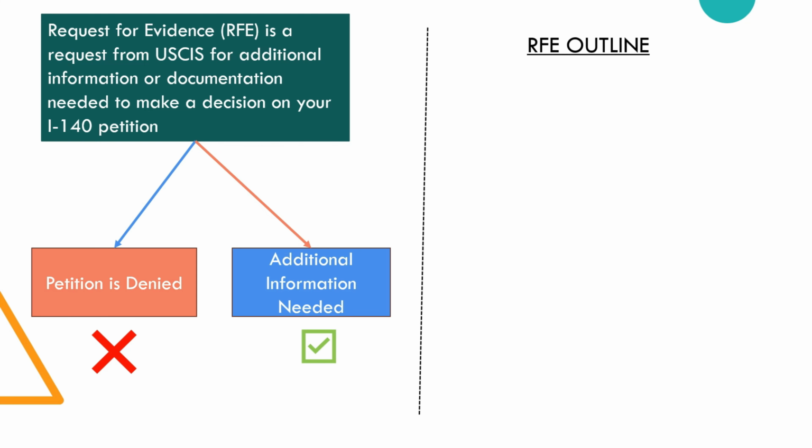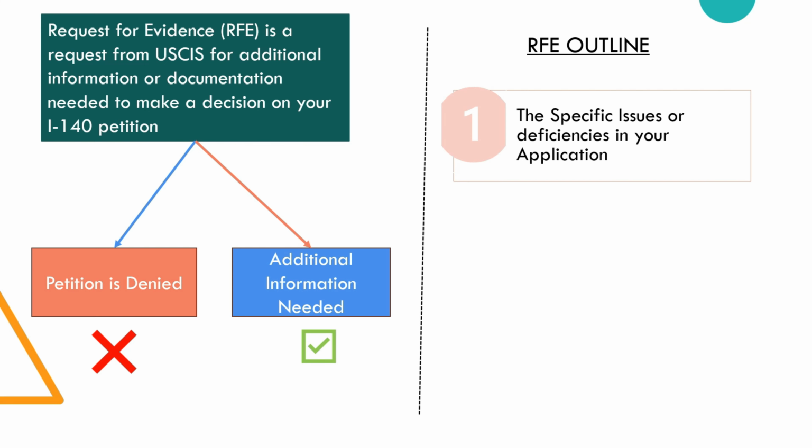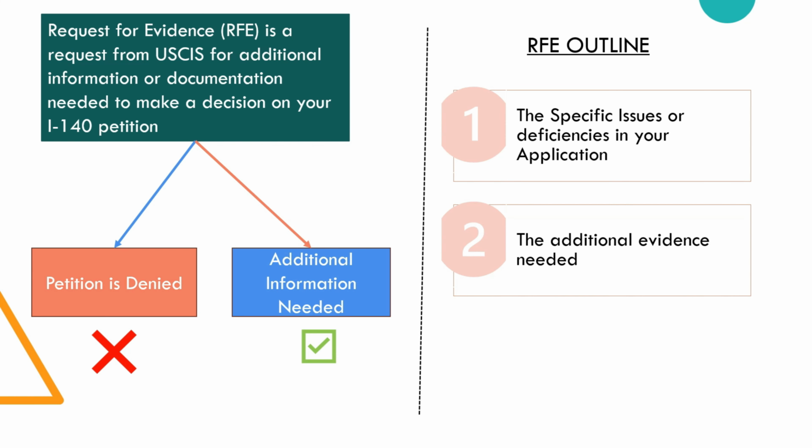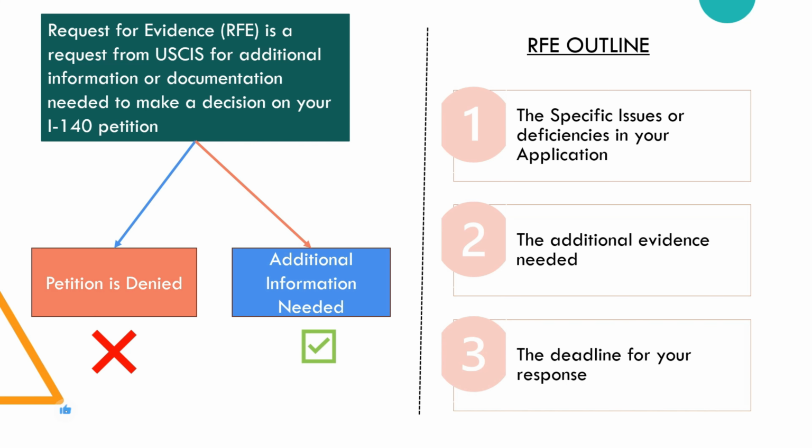Let's have a discussion on an RFE outline. Basically, it will show the specific issues or deficiencies in your application. The RFE would also outline the additional evidence needed to proceed with your I-140 petition. And lastly, in the RFE, it would also show the deadline for your response. For example, in the letter, it will specifically mention you are supposed to respond within XYZ date.